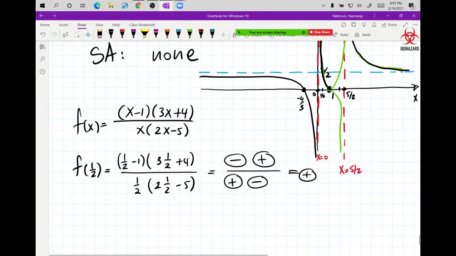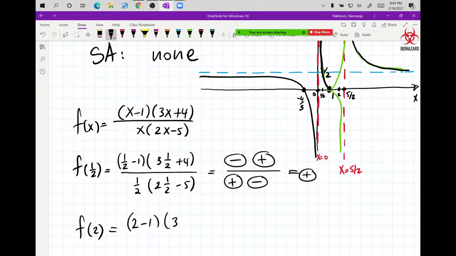And now, rinse and repeat this analysis for number 2. You can use 3/2, you can use whatever, but number 2 is a whole number, so it's easy to compute. So you have 2 minus 1, 3 times 2 plus 4, and then 2, and then 2 times 2 minus 5.